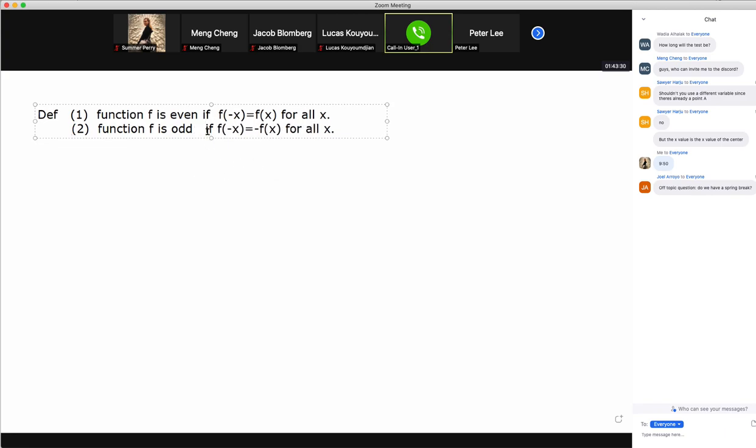Now here I want you to make it clear. Number 1, function f is even if f of minus x is equal to f of x for all x, not for some x, but for all x. So how about if I give you a question like this? What kind of question could I give you? Example: let g of x be equal to x squared.